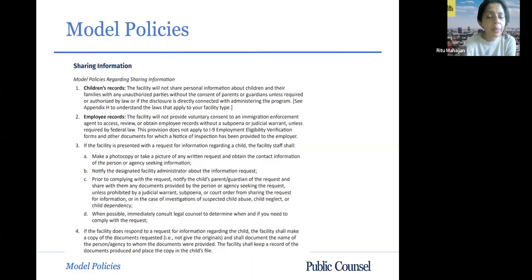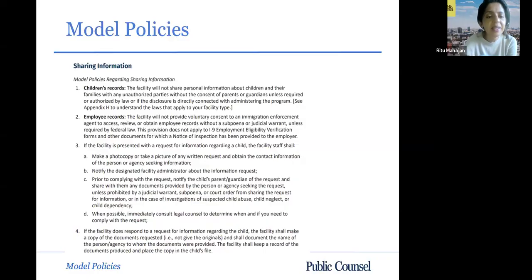Regarding employee records, it's always possible that the government can conduct an I-9 audit. The I-9 is a form you have to have for every employee that you hire in the United States. This information about not sharing records does not apply to I-9 audits. But if you do get an I-9 audit, or notice of inspection related to an I-9, please contact public counsel or a lawyer before you respond to it.